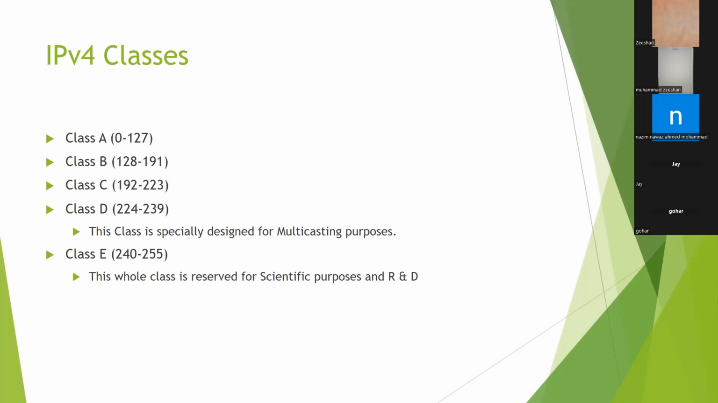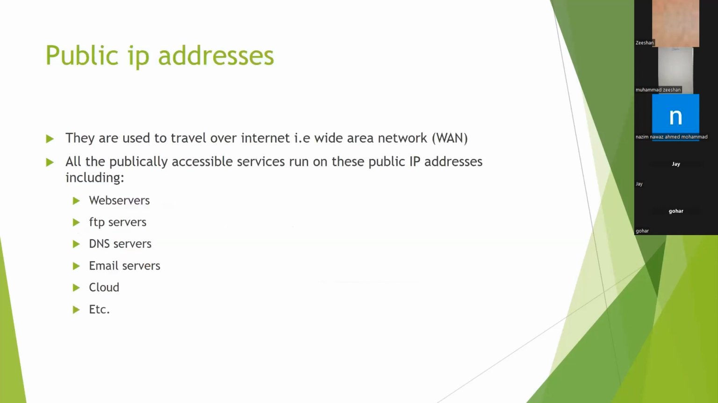Among these addresses, I told you yesterday that from class C, 192.168 is a private IP address, 172.16.x.x is a private IP address range, and from class A, 10.x.x.x is a private address. The rest is all public. Public IP addresses are those which travel over the internet in a wide area network. What's a wide area network? It's the internet. All the web servers, public FTP servers, public DNS servers, public email servers, the cloud, all the services run on public IP addresses.